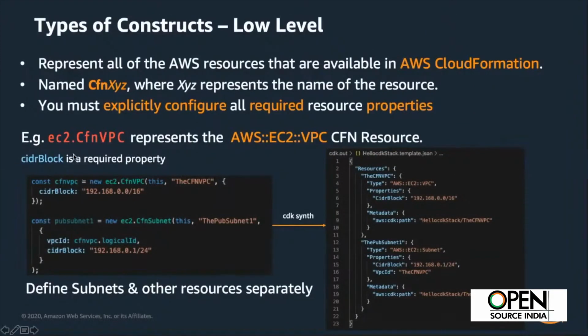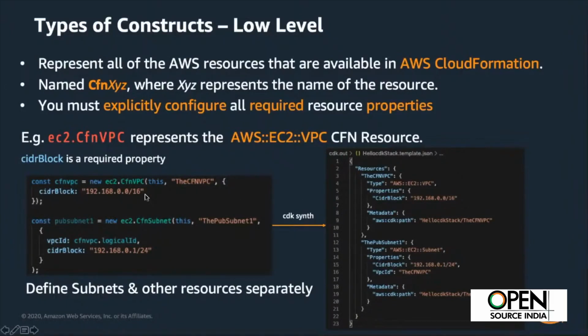So for example, if you see here, ec2.CfnVPC, that is a low level construct, right? It directly corresponds to the CloudFormation resource for VPC. So if this CloudFormation resource for VPC has a required property, like CIDR block is a required property for CloudFormation, then in a low level construct, you have to mention the CIDR block as a property. Okay, so let me repeat myself. If you have a required property in CloudFormation, you have to mention that required property in CDK as well.